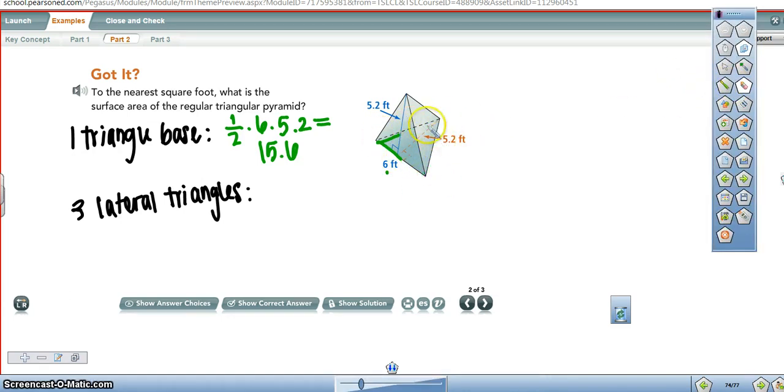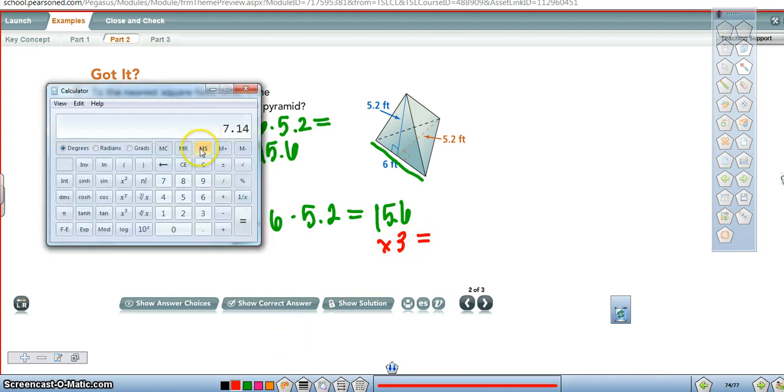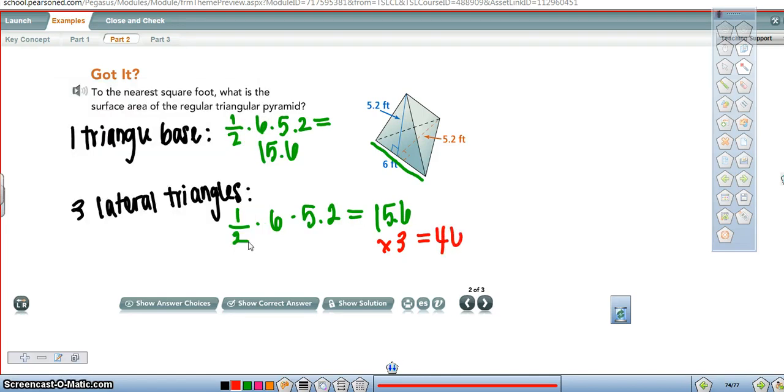But then we also have to find the area of all of the triangles that are standing up here, the sides, the lateral triangles. 1/2 times the base of one of those is 6, and the height of one of those is 5.2 as well. So it would also be the same, 15.6. Well, there are actually 3 of those though. So we need 15.6 times 3, 46.8. That would be the area of the left and right and back sides.